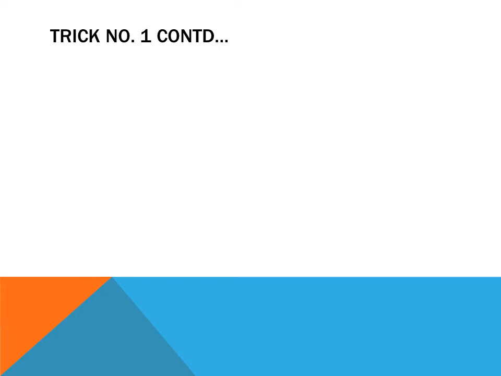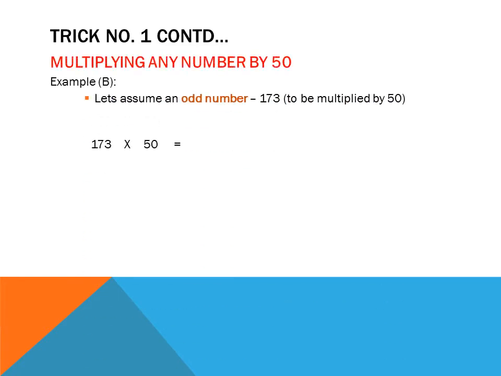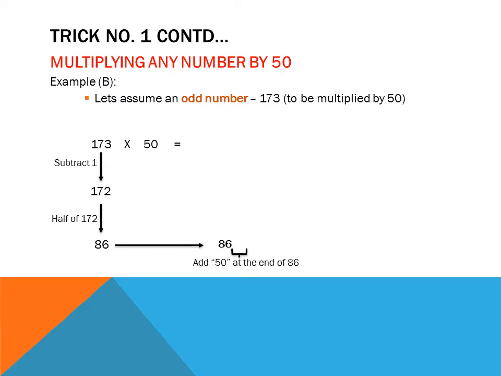So let's take another example of an odd number. We have taken 173 in this case to be multiplied by 50. A slight change in this case is that we have to subtract 1 from the given odd number. So 173 minus 1, the result would be 172. Now calculating the half of 172, which comes out to 86. And at last, finally, we have to add 50 at the end of this resultant value. So the answer would be 8650.